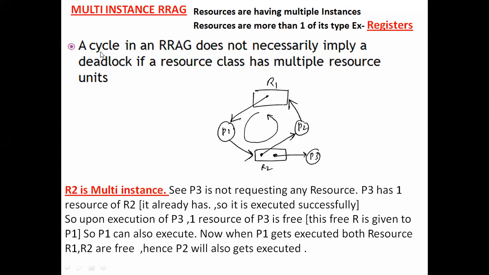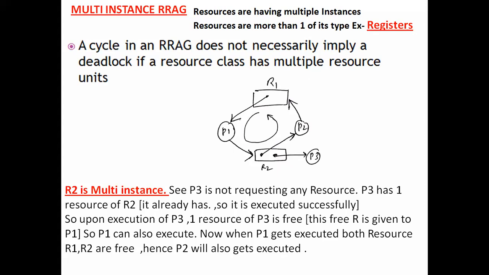Okay, so a cycle in an RRAG does not necessarily imply a deadlock if the resource class has multiple resource units. A very important statement: a cycle in an RRAG graph does not necessarily say that you have a deadlock. Even though we have a circular wait here, a loop, a cycle existing here, we cannot always say that there will be a deadlock.